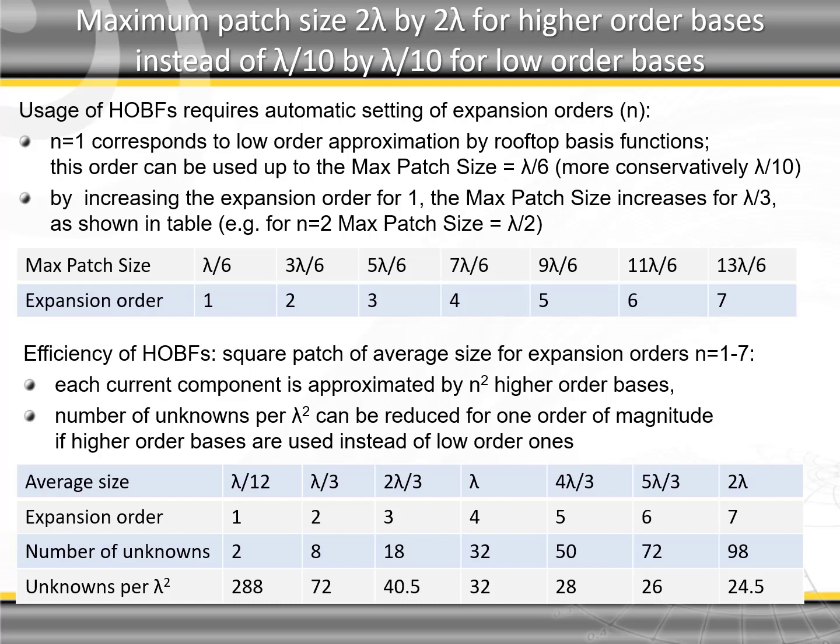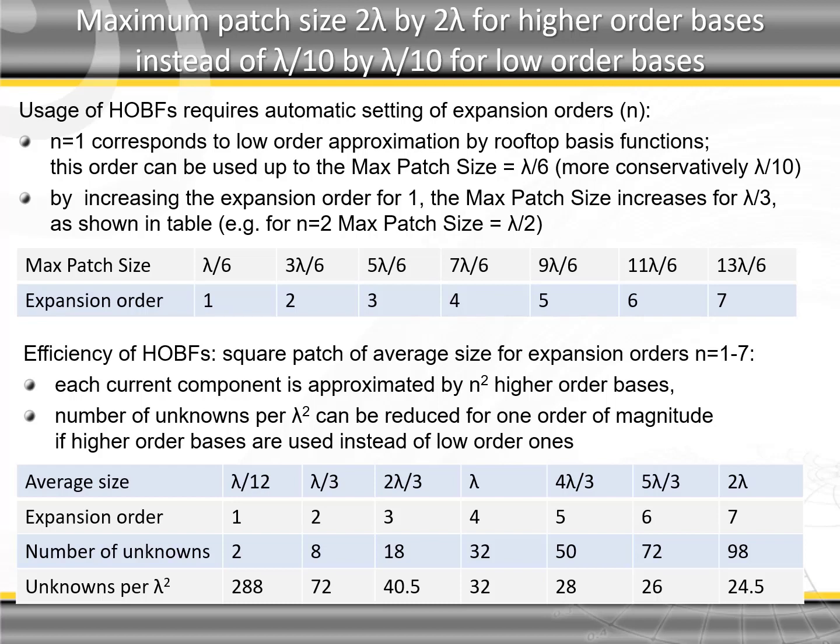Usage of higher-order bases requires automatic setting of the expansion orders n. N equal to 1 corresponds to low-order approximation by rooftop basis functions. This order can be used up to a maximum patch size of 1/6 of a wavelength. By increasing the expansion order by 1, the maximum patch size increases by 1/3 of a wavelength, as shown in the table.